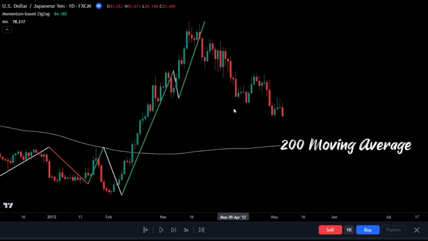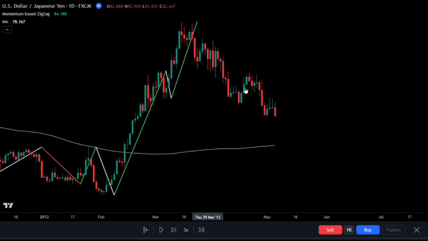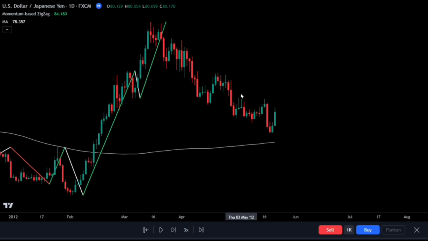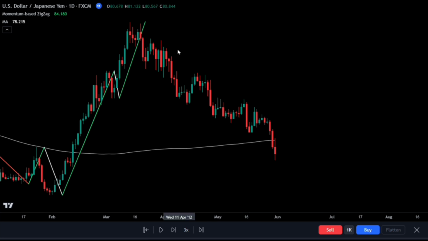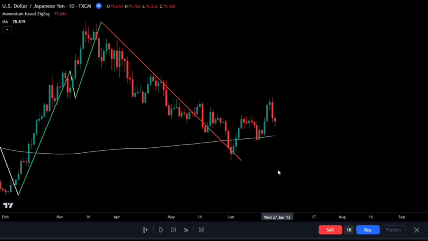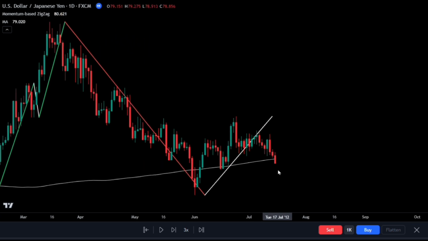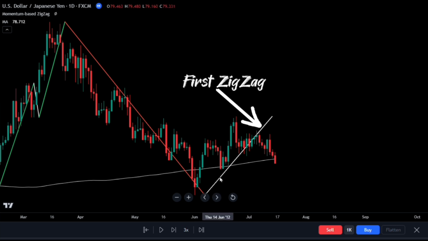Looking at the price action, it is declining from its bullish form. Price action declined and closed below the 200 moving average. From this point, we wait for our trading setup to be complete. To complete our trading setup, we wait for the zigzag momentum before we decide on trade entries. Notice that we got our first zigzag line after the cross on the moving average.